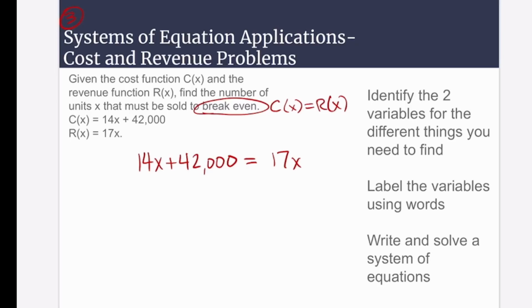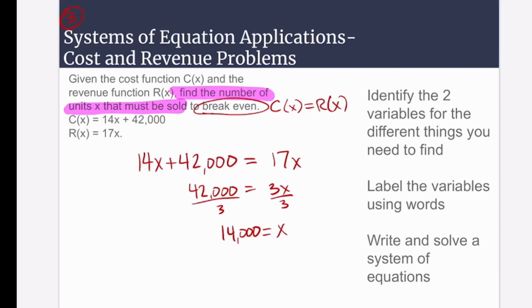So we solve. We subtract the 14. 42,000 equals 3x. We divide by 3. X is 14,000. So what is X? X is the number of units that must be sold. So 14,000 units must be sold.